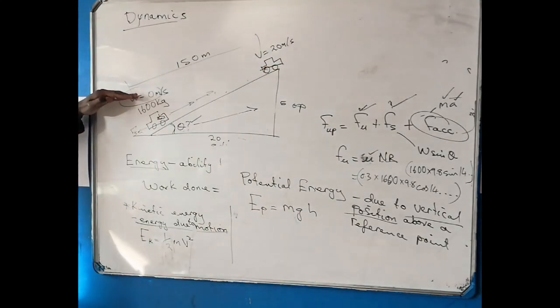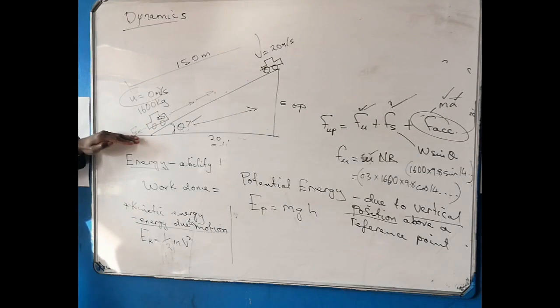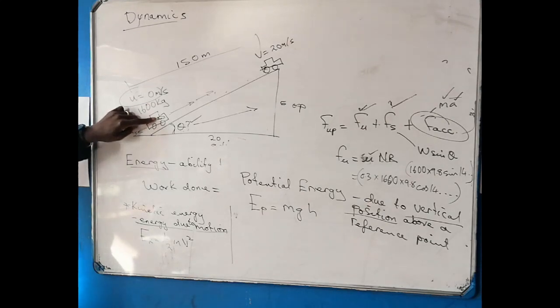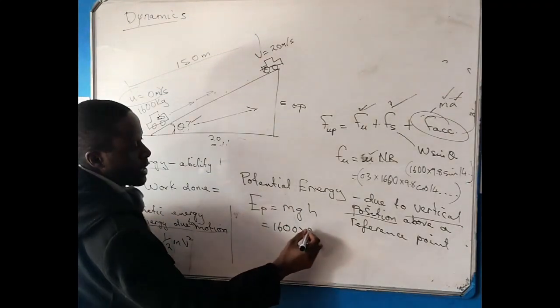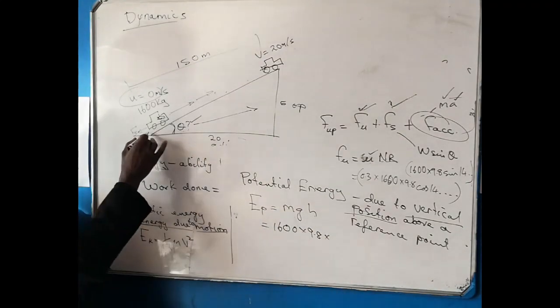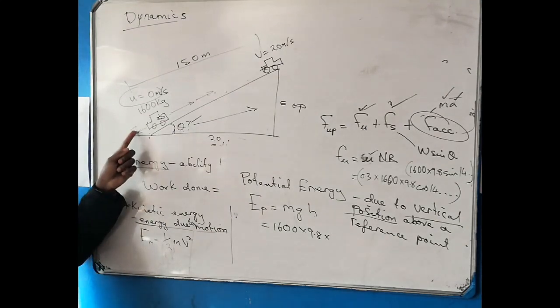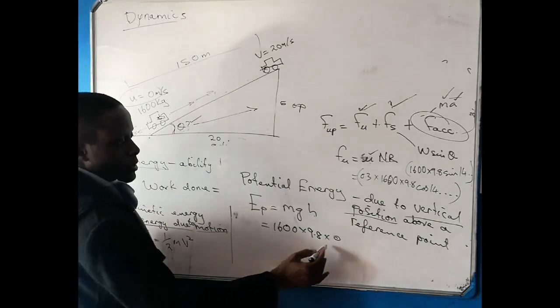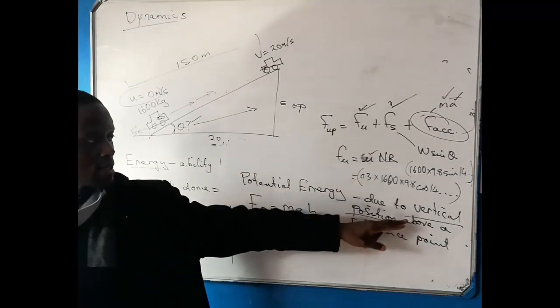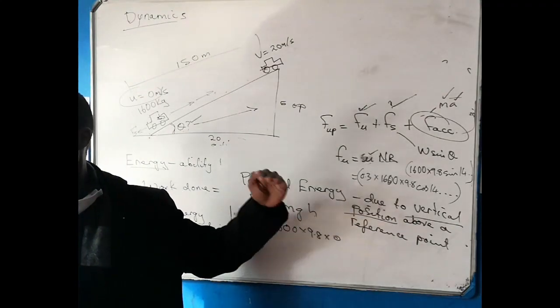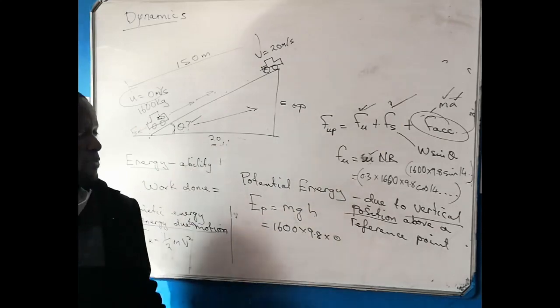When the object is at the bottom of the slope, there is no potential energy. Because if we say the mass of this object is 1600, we multiply by 9.8, we multiply by the height, there is no height here. It will be 0, which means there is no potential energy. Potential energy is because of a vertical position, because of its position above a reference point.